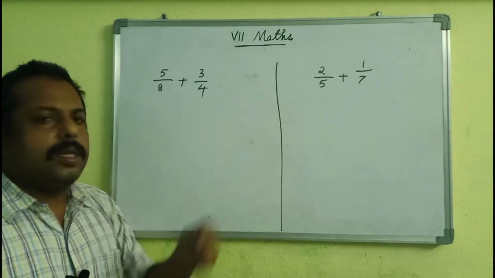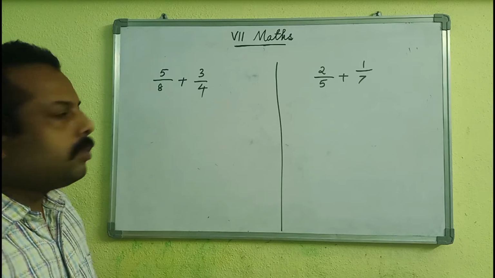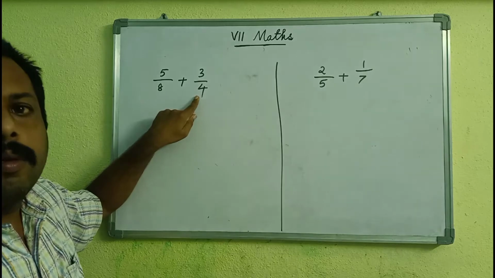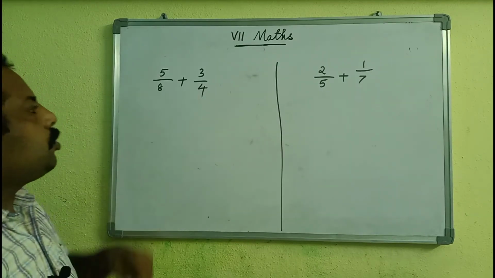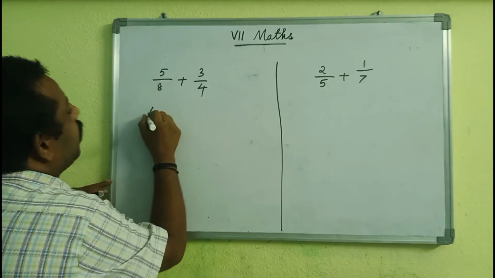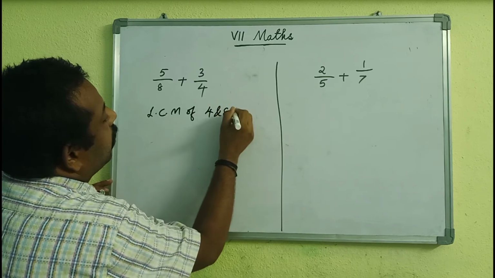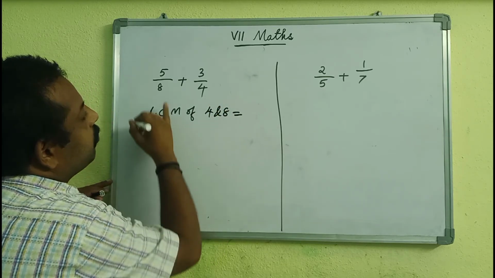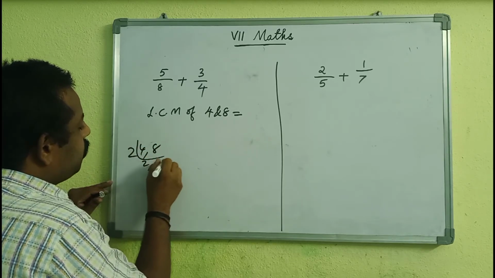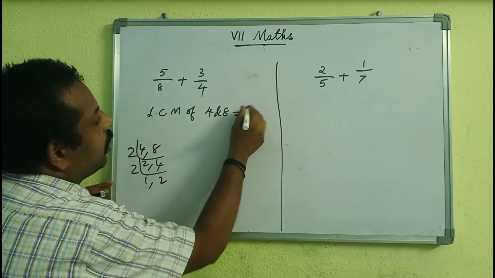Okay, let us solve these two problems. 5 by 8 plus 3 by 4. See, we have denominator 8 here and denominator 4 here. You know denominators should be equal. Here we have different denominators. So we write the LCM of 4 and 8. You know that LCM of 4 and 8: 2 times, 4 times 2, 1 time, 2 times. 2 2s are 4, 4 2s are 8.